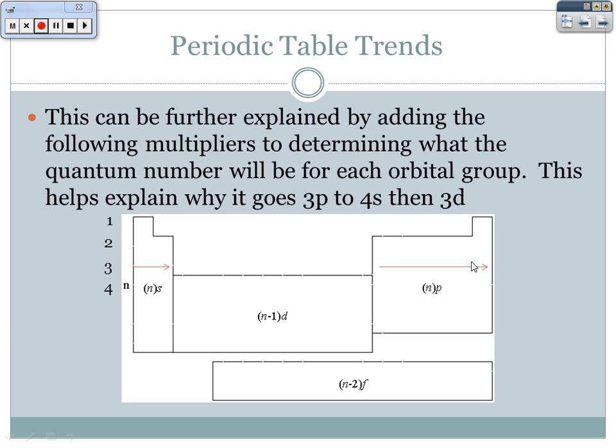So after we go from the 3p, because remember, we fill the electrons going across the periodic table, we go from 3s to 3p. And then we're going to go back down here and go to the 4s. But now on this level, the 4th energy level, it's now n minus 1 for d. So this becomes 4 minus 1, which is 3d, and then back to 4p. So that kind of explains why we go 3s, 3p, then 4s, then 3d, then back to 4p.